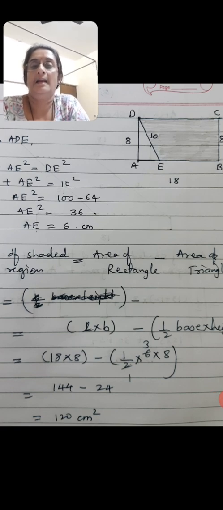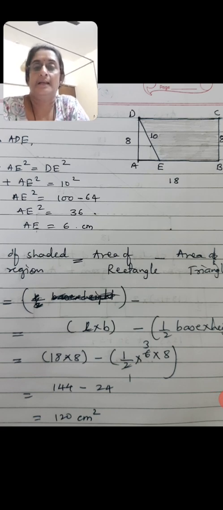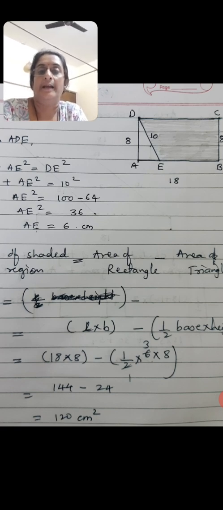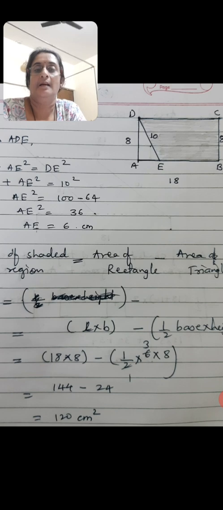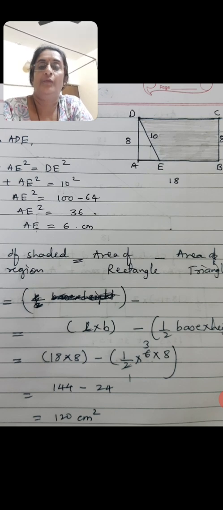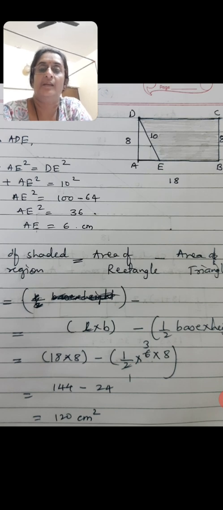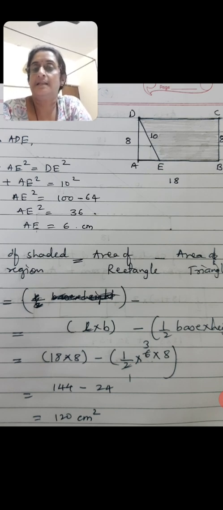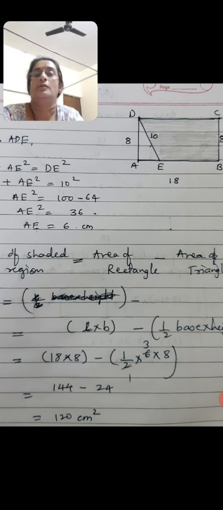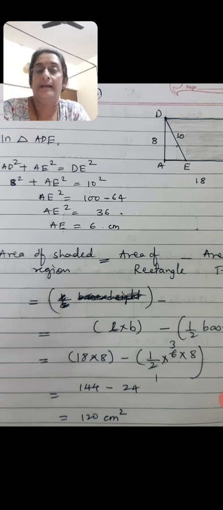There is a rectangle ABCD and one small part there, that is a triangle ADE. We have to find the area of the shaded region. The shaded region is a trapezium, that is EBCD. To find the area of that shaded region, if we find the area of this rectangle and from that subtract the area of the triangle, we will get the area of the shaded region. So first we will find the area of the triangle. To get the area of the triangle, we should know the base and height. Here it is a right angle triangle.